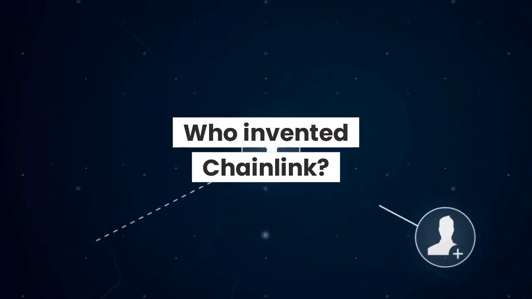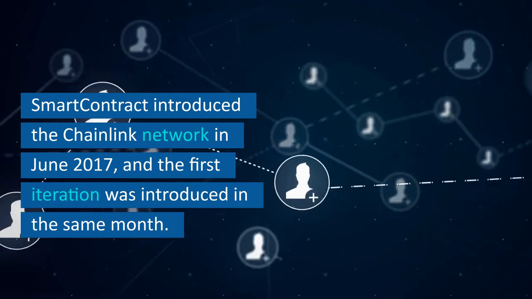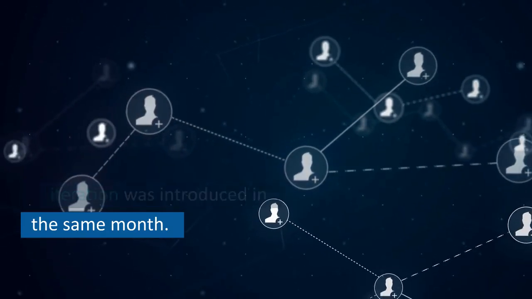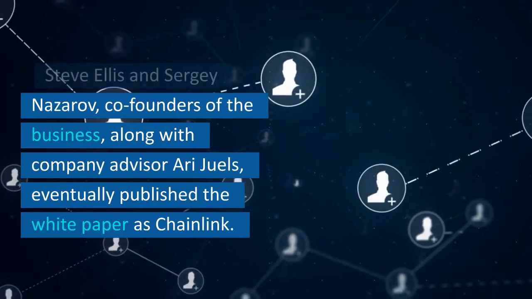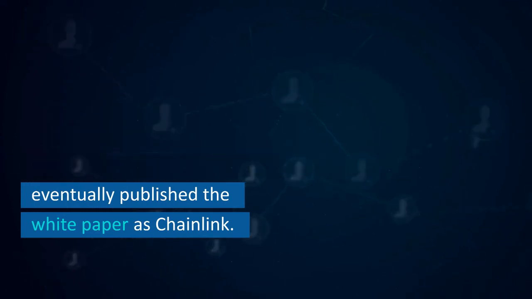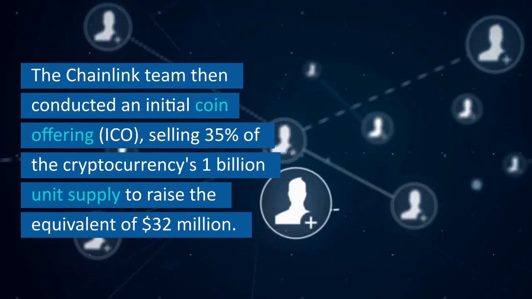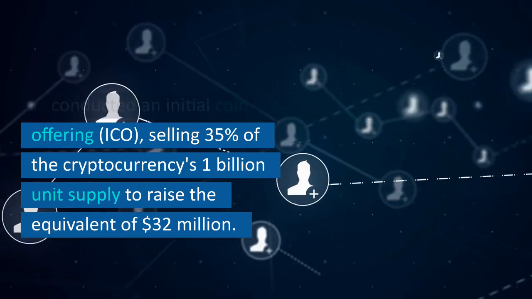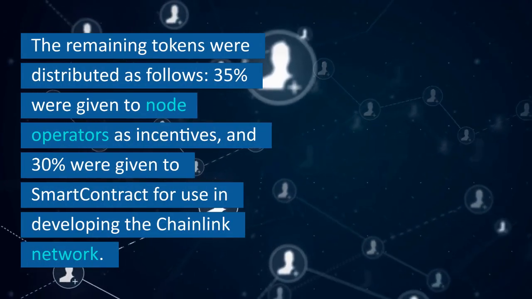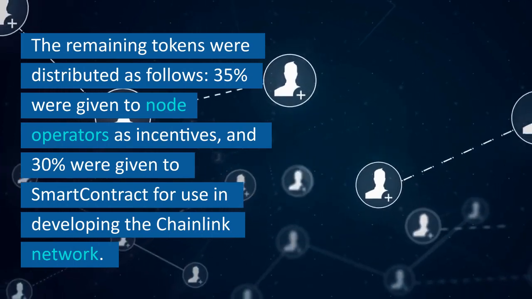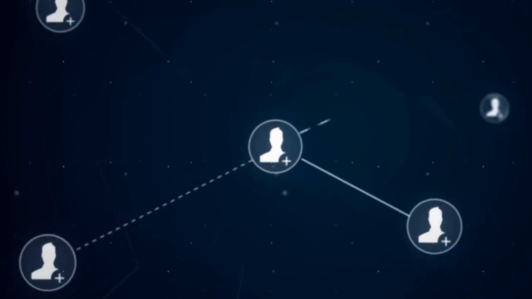Who invented Chainlink? The for-profit business SmartContract introduced the Chainlink network in June 2017, and the first iteration was introduced in the same month. Steve Ellis and Sergey Nazarov, co-founders of the business, along with company advisor Ari Juels, eventually published the white paper as Chainlink. The Chainlink team then conducted an initial coin offering, ICO, selling 35% of the cryptocurrency's 1 billion unit supply to raise the equivalent of $32 million. The remaining tokens were distributed as follows: 35% were given to node operators as incentives, and 30% were given to SmartContract for use in developing the Chainlink network.